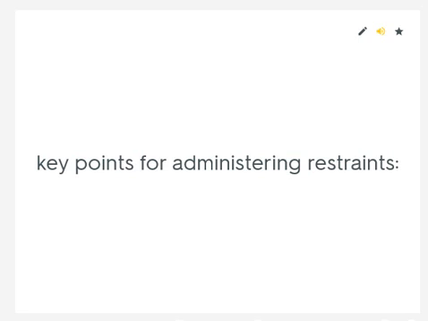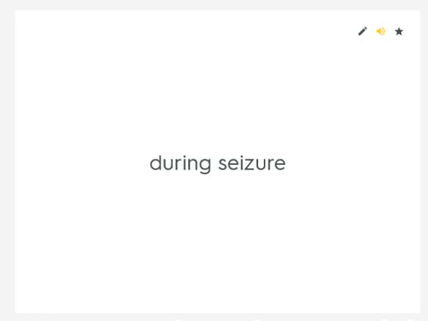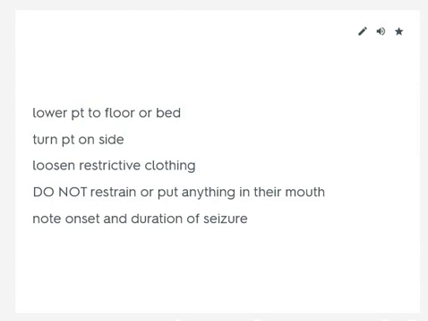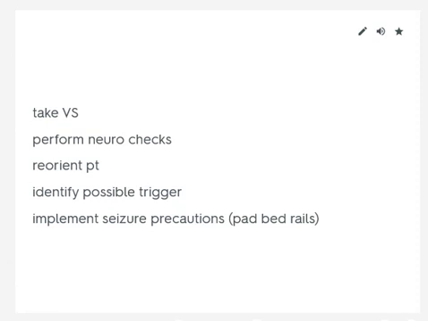Key points for administering restraints. During seizure: lower PT to floor or bed. Turn PT on side. Loosen restrictive clothing. Do not restrain or put anything in their mouth. Note onset and duration of seizure. After seizure: take or perform neurochecks. Reorient PT. Identify possible trigger. Implement seizure precautions.